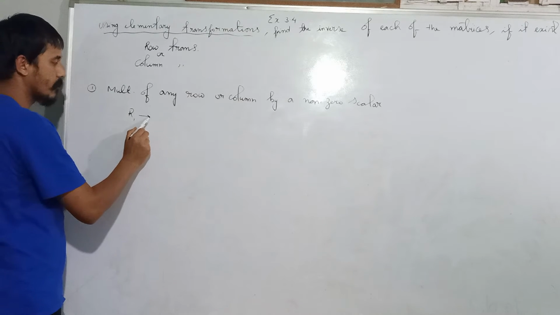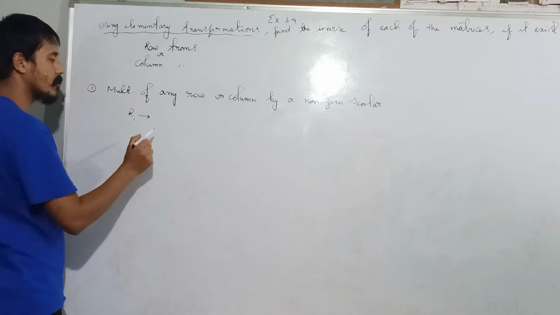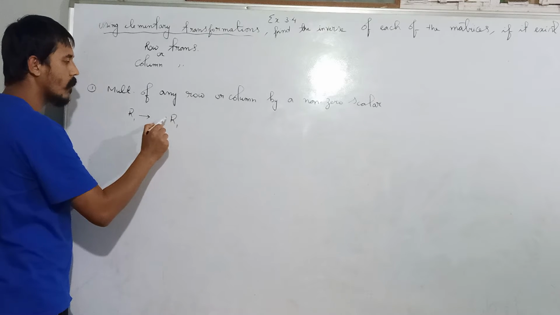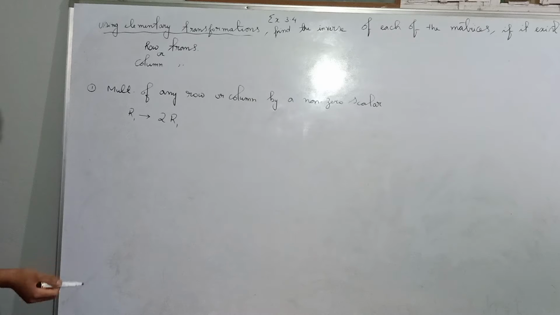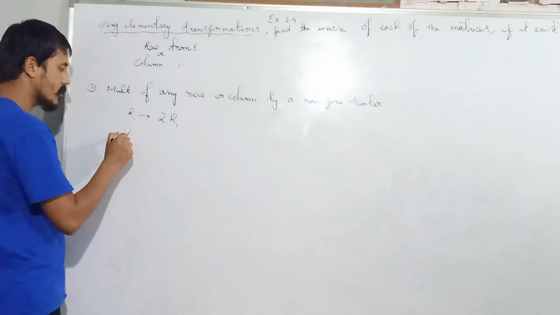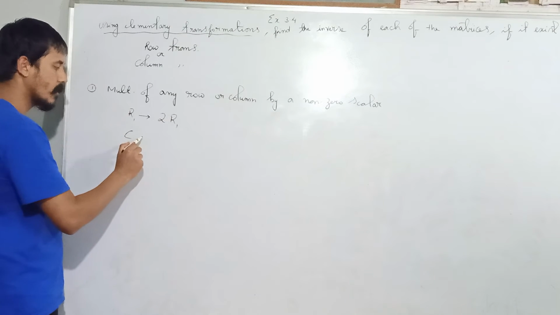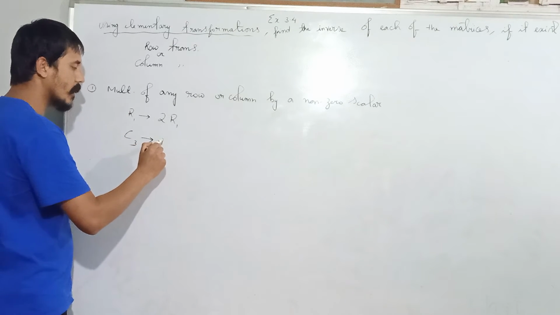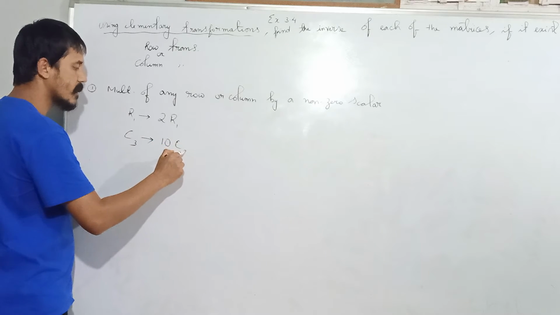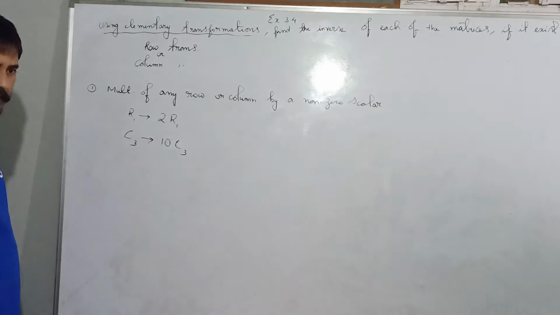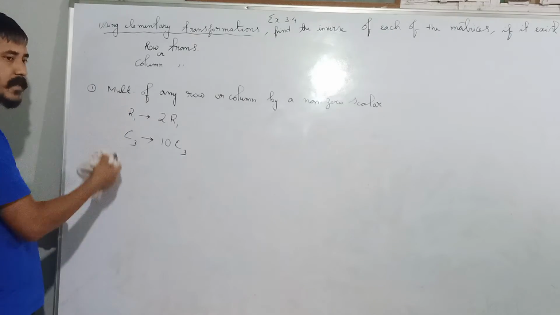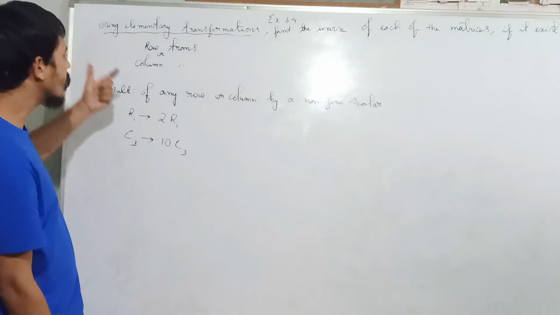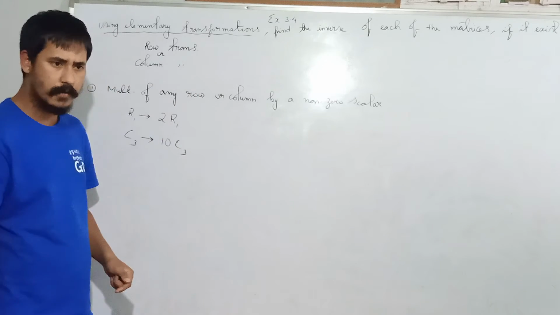Row 1, okay, suppose you can multiply row 1 by any non-zero scalar, by any non-zero real number. Suppose you want to transform C3, you can multiply C3 by any non-zero scalar. Multiplication holds for division also. You can also divide. In general, I'm saying only multiplication. You can divide any row or any column by a non-zero scalar.